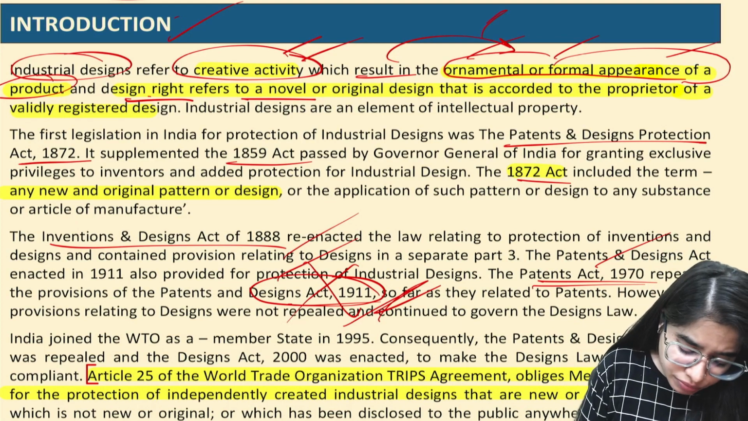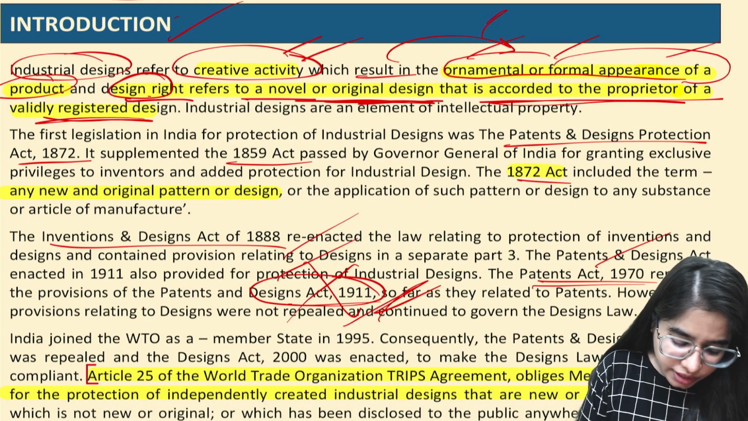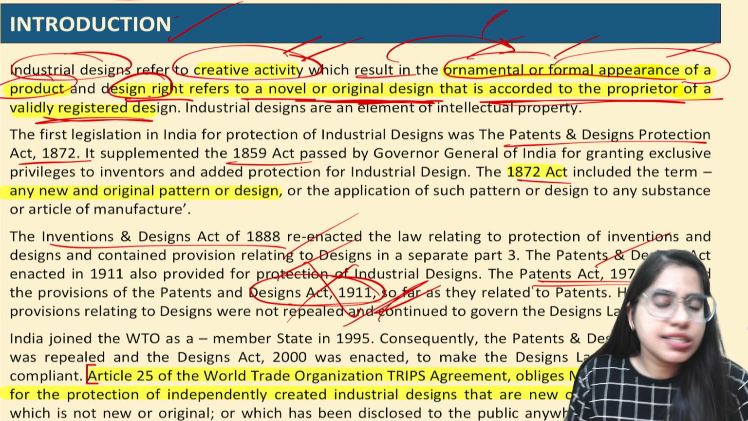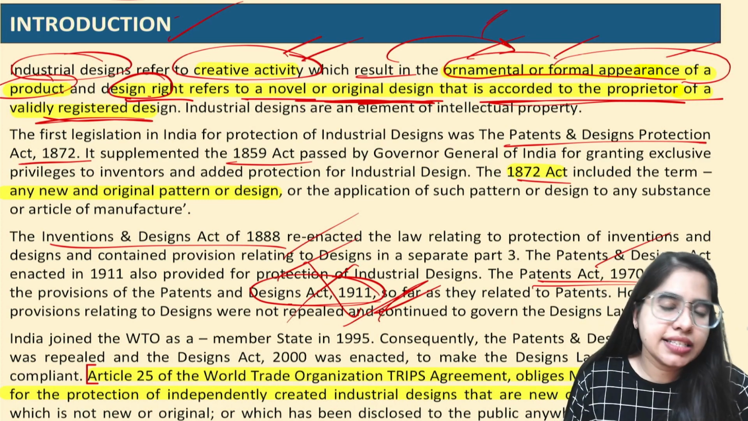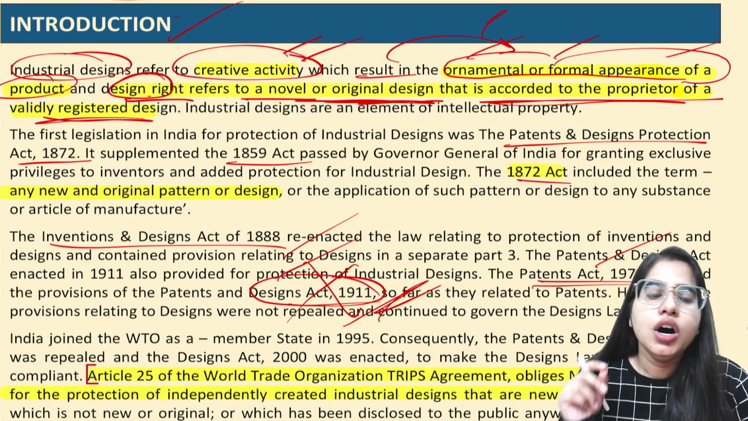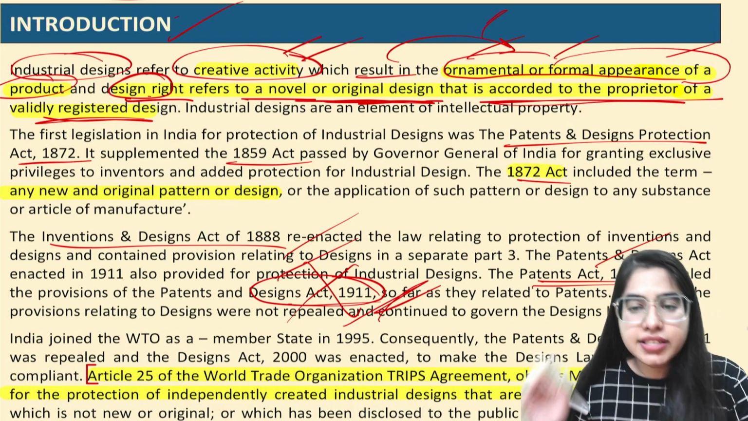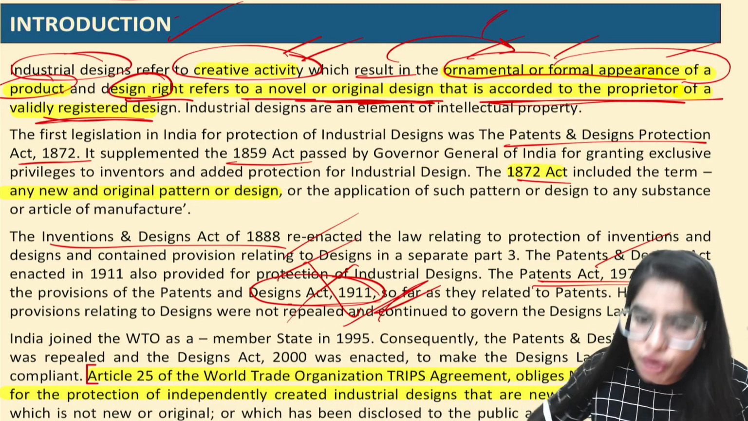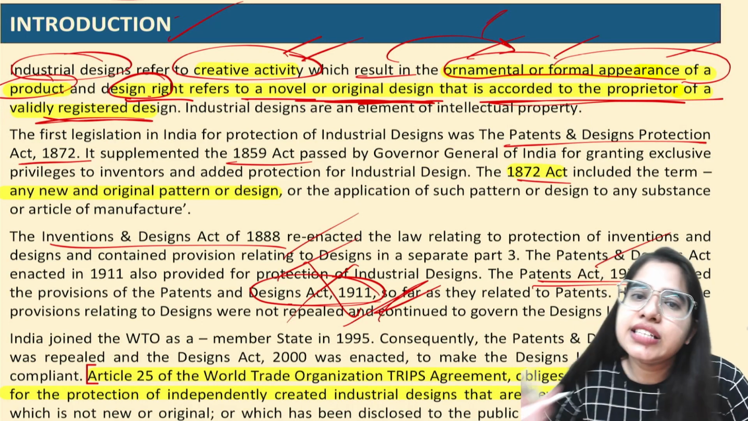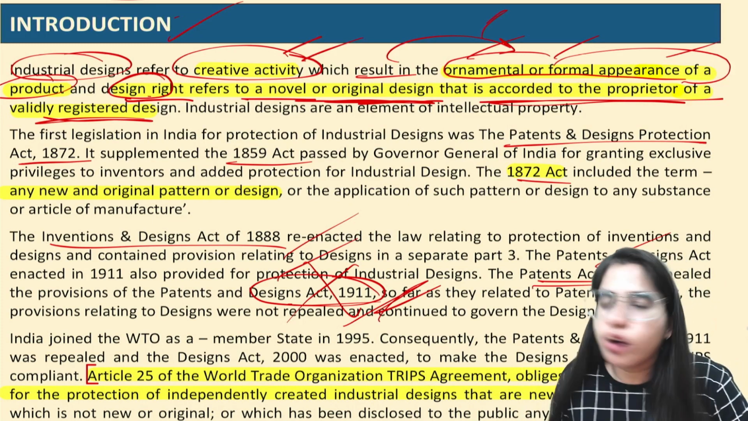Design right refers to a novel or original design that is accorded to a proprietor of the validly registered design. Can we register a design? Yes. And design registration is mandatory. One general knowledge I want to give you, which might not be there in your book, is that in order to get design protection, design registration with the government, with the design authority, is necessary. Without registration you cannot get protection.